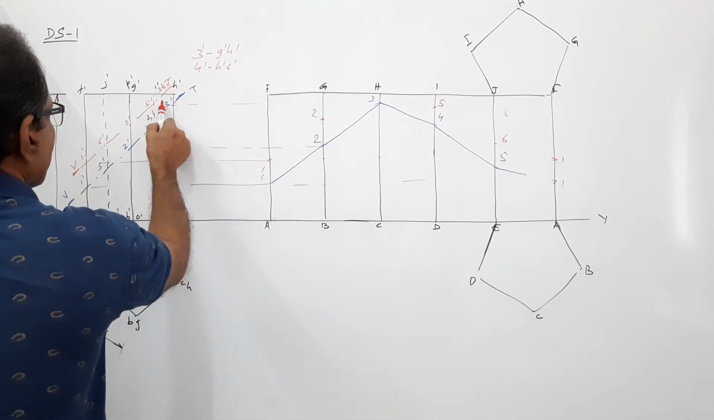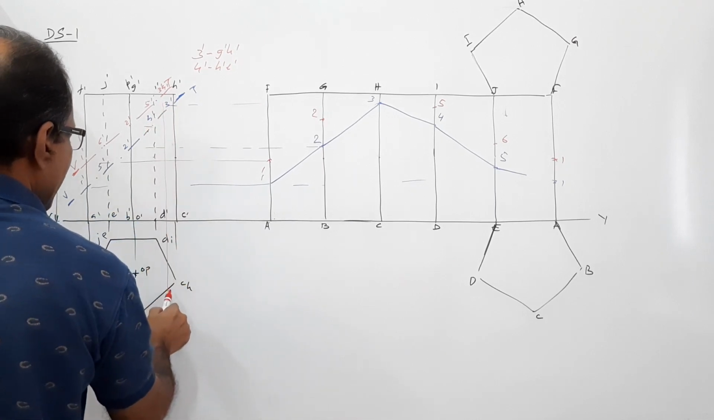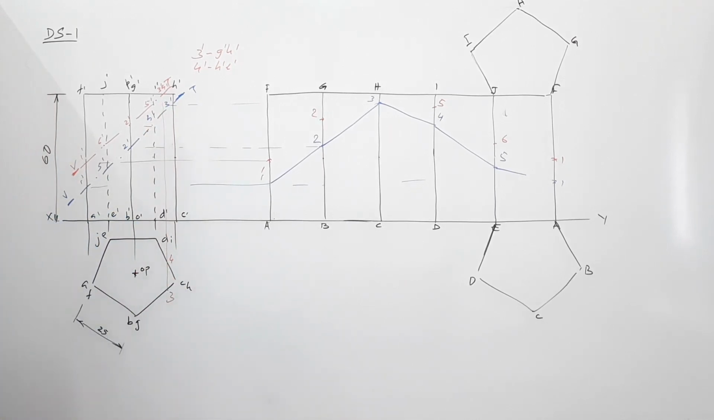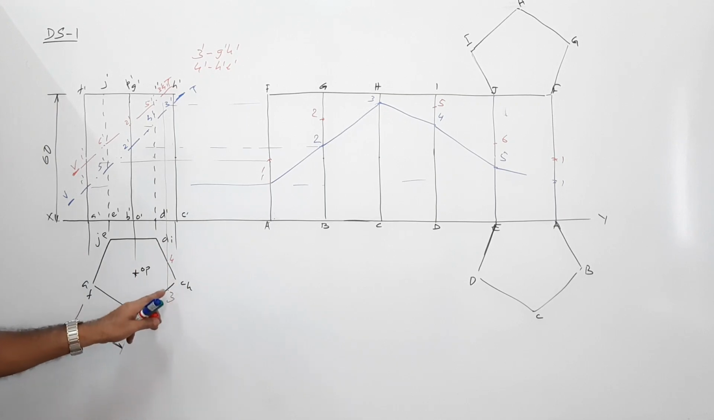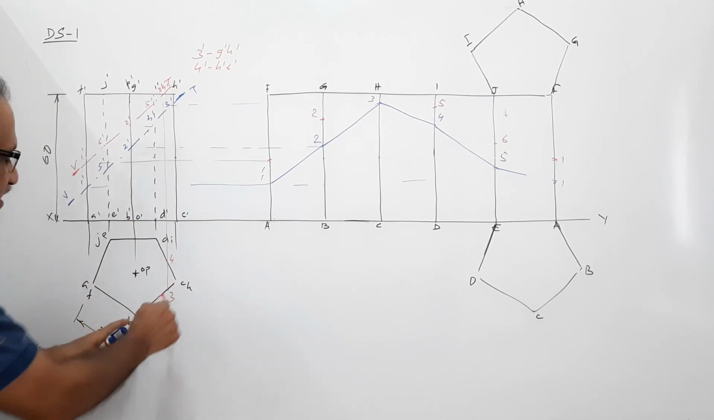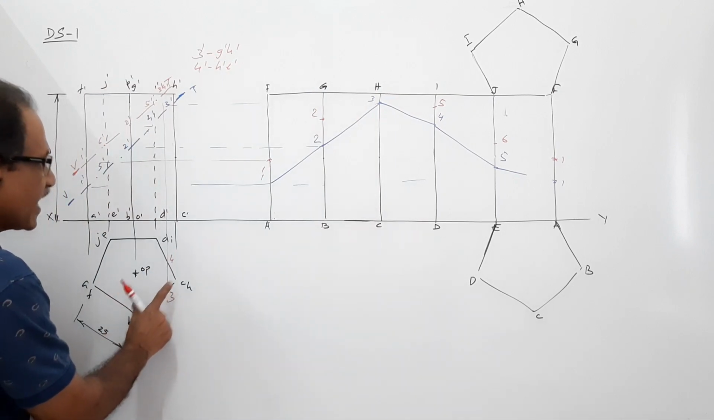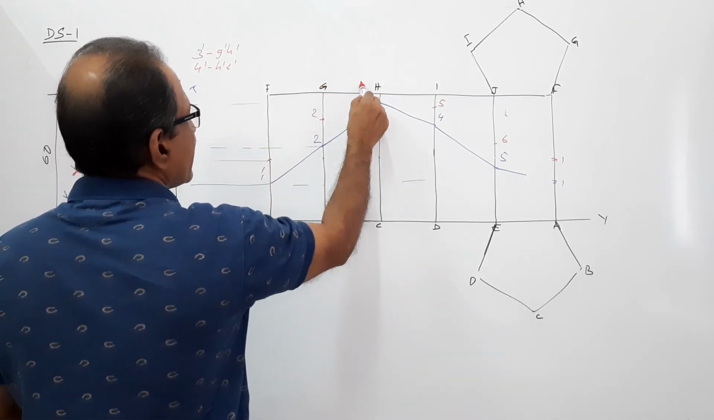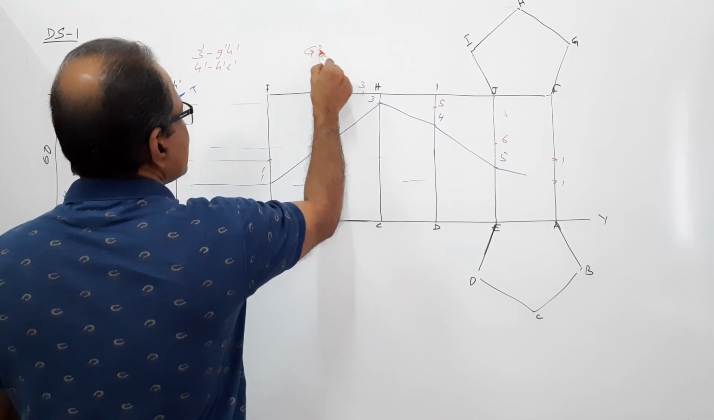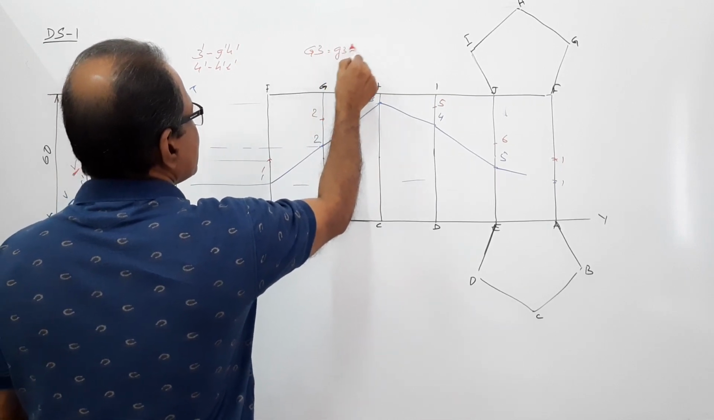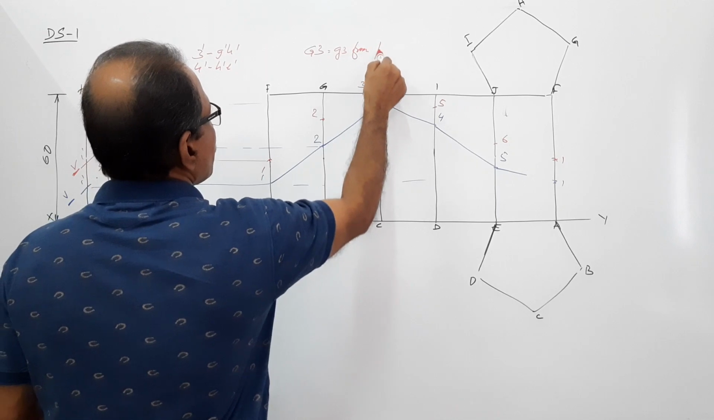Drop them to the plan. You get 3, 4. GH3, HI4. This GH is equal to this GH. Agreed? Take this distance G3 and mark. You get 3. What is the criteria? G3 equals small g3 from plan.